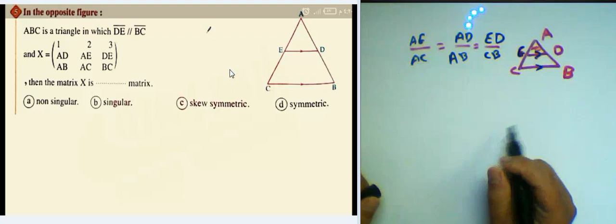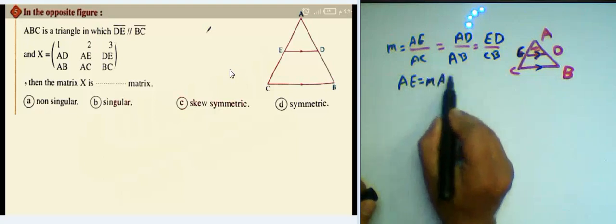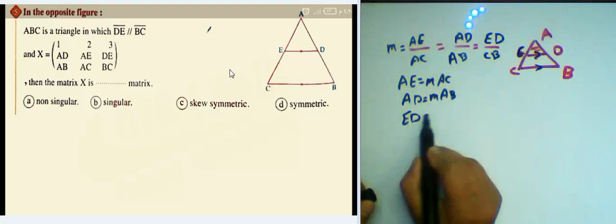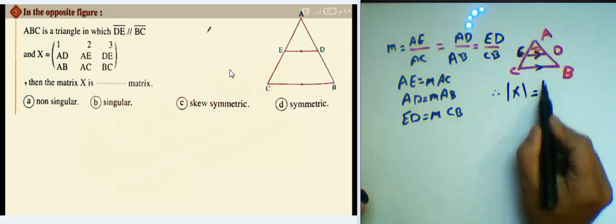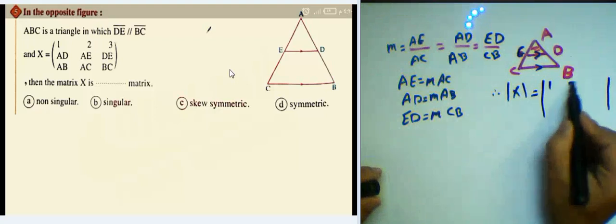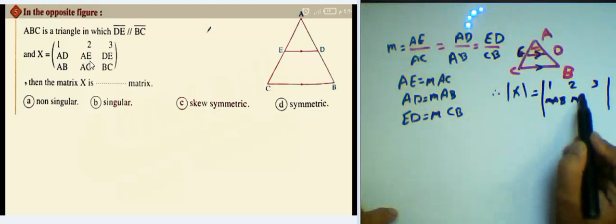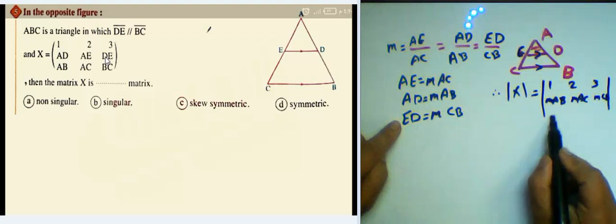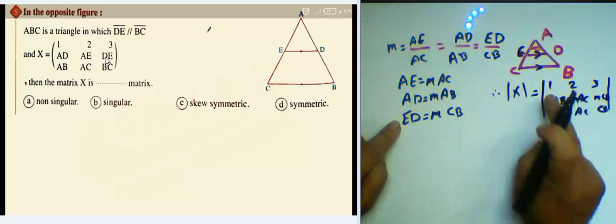Then we can write the unknown ratio outside here as M. Then we can write AE will be equal M multiplied by AC, AD will be equal AB times M, and DE will be equal M multiplied by CB. Then we must find the matrix X here. Okay, write the matrix here. Write 1 and 2 and 3 first, and cancel AD and write M AB, and cancel AE and write M AC, and cancel DE and write M CB, and write here AB, AC, BC. We can write M outside as a coefficient.